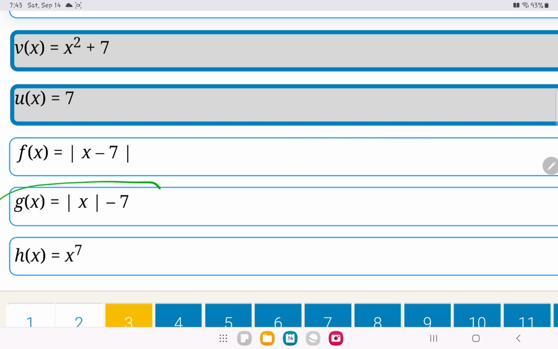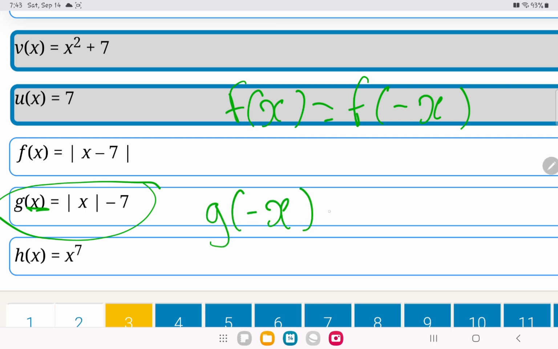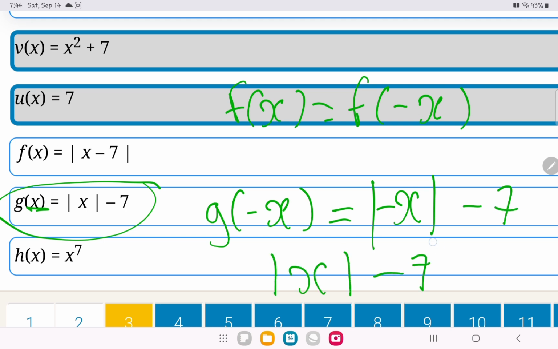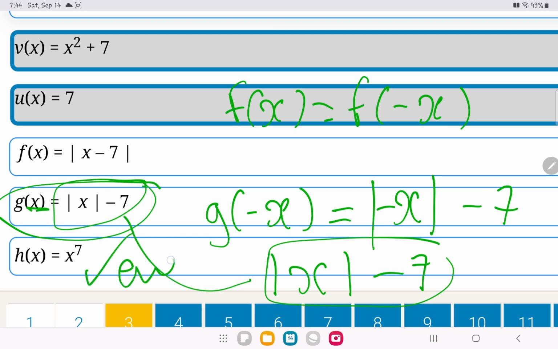Next one, we have this one. And don't forget, we have f(x) equals f(-x). We already have the f(x) or the g(x) or h(x) or u(x) or whatever. What matters is the x. So g(x) equals the absolute value of x minus 7. Then g(-x) is going to be equal to the absolute value of minus x minus 7, which will then give us x minus 7. So this and this are the same. That means it is even.